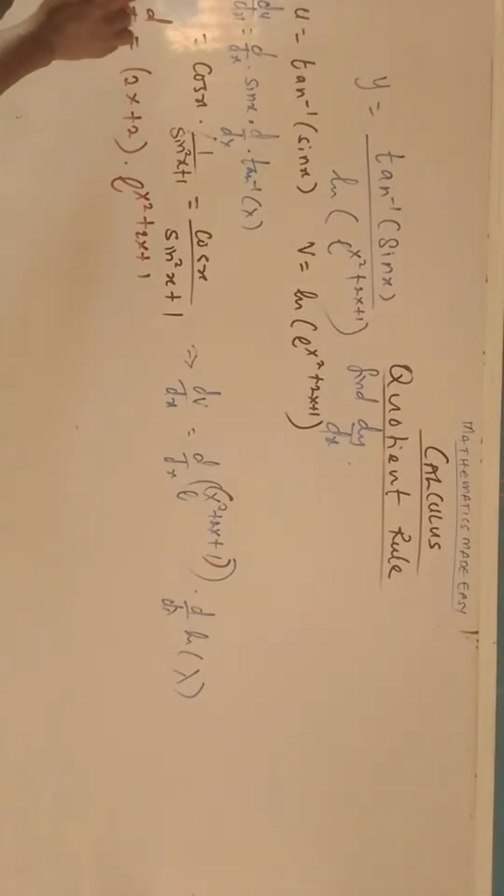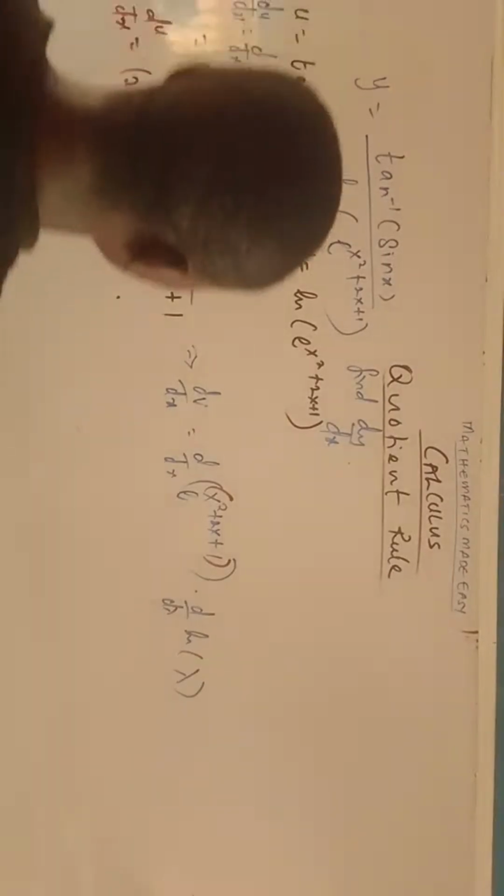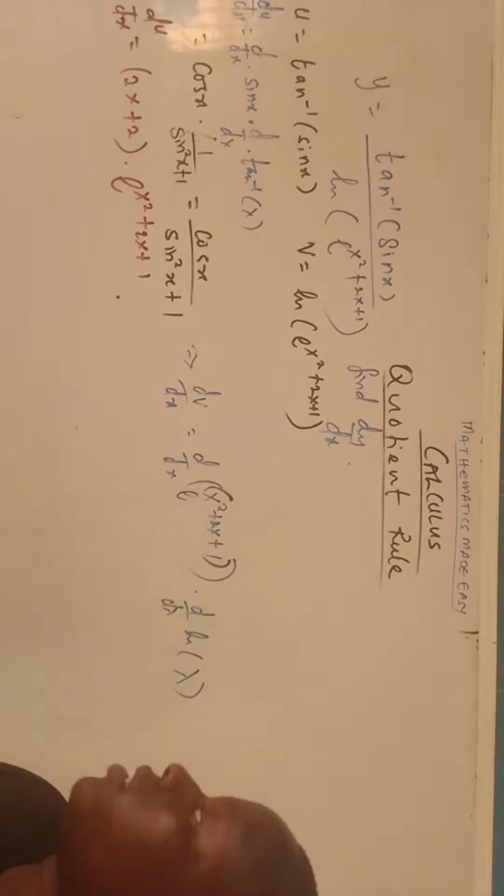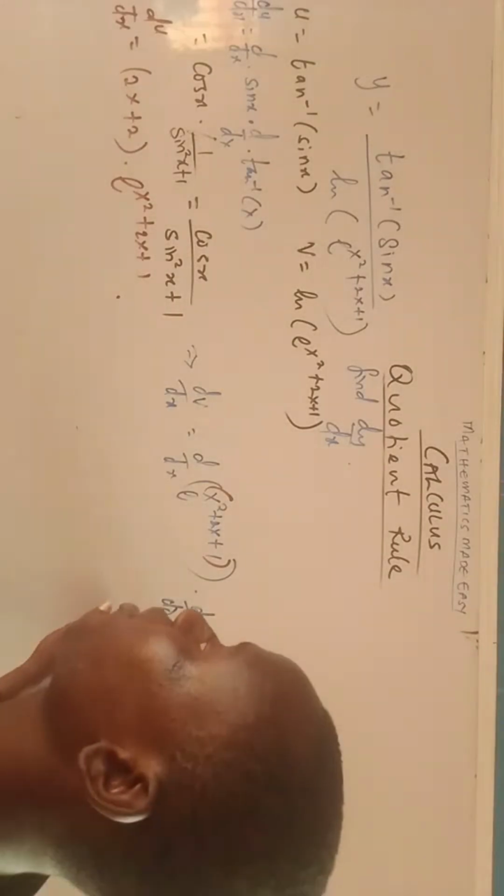Let me just change it to the u. Then if you differentiate natural log of lambda, you are going to get 1 over lambda. And then don't forget, lambda is what?